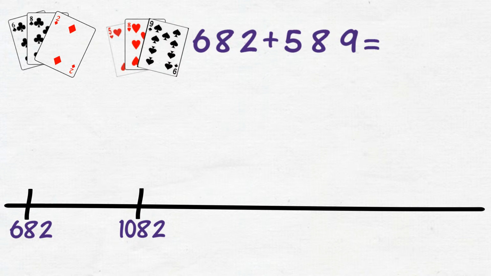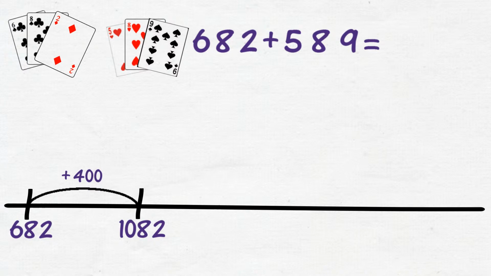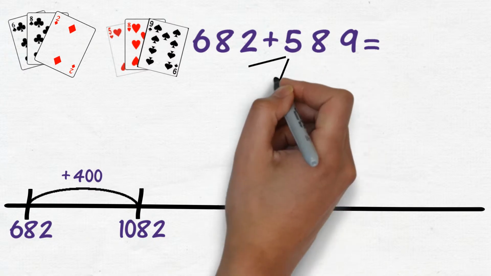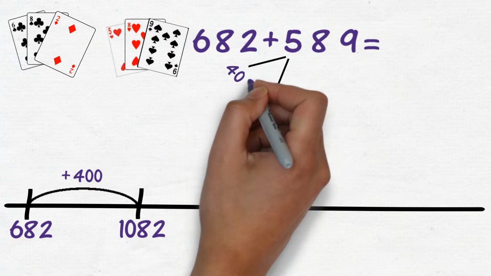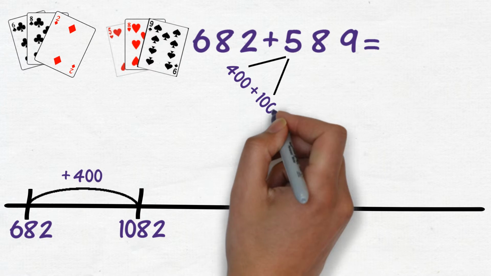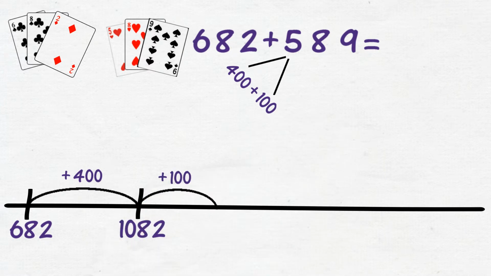What does place value tell us about 1,000? Does place value tell us 1,000 is 1,000? We have 600. How many hundreds do we need to make 1,000? Do we need 400? Let's add 400. How did we partition the 500? We've added 400, so did we partition 500 into 400 and 100? Do we have another 100 to add?